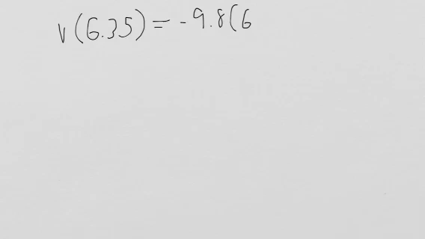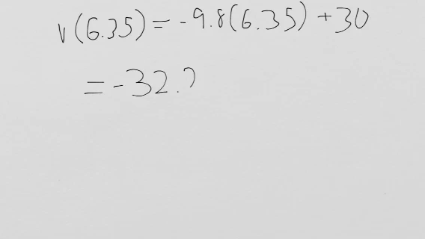Then if we want to find the velocity at that time, when it's right about to hit the ground, you just plug in the time you just got, which is 6.35, for t in v. So v of 6.35 is going to be negative 9.8 times 6.35 plus 30. And when you plug that in your calculator and do all the math, you'll come out with negative 32.23. And that's how fast it's going right before it hits the ground.